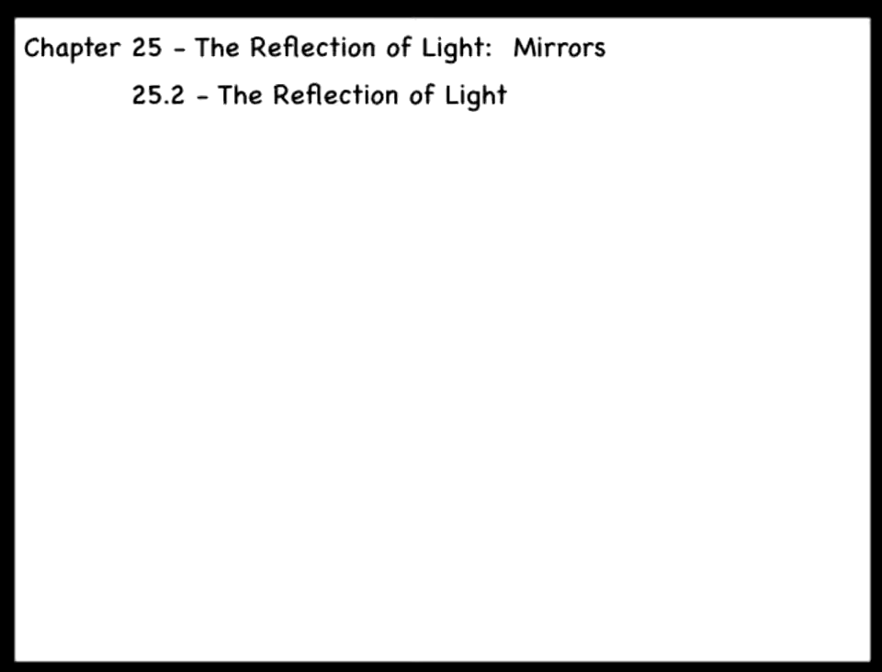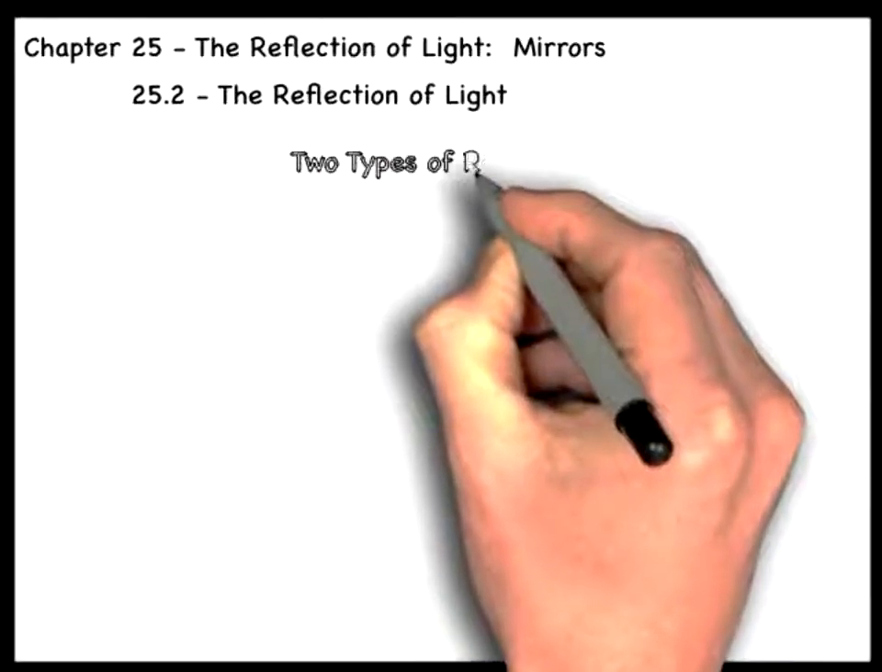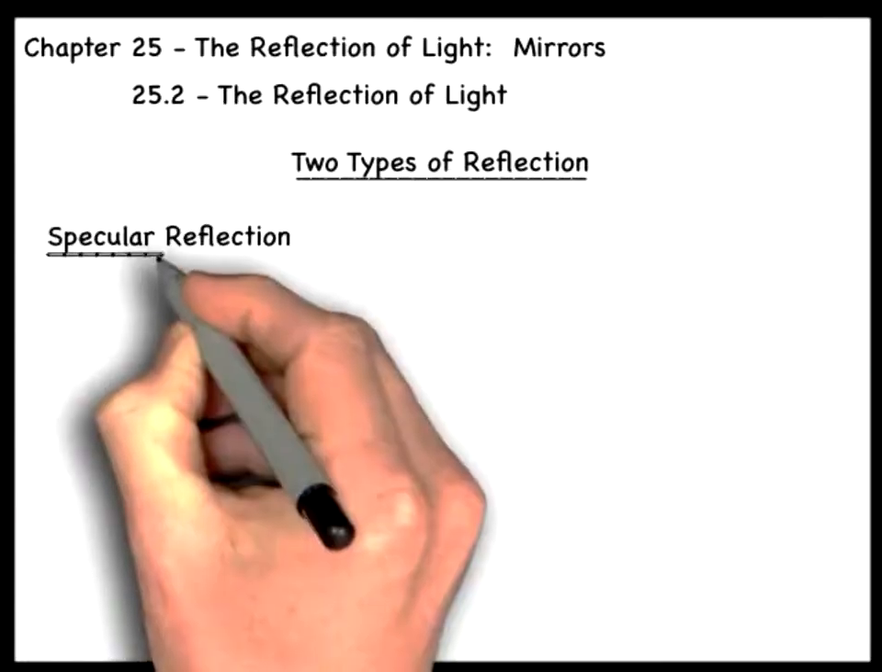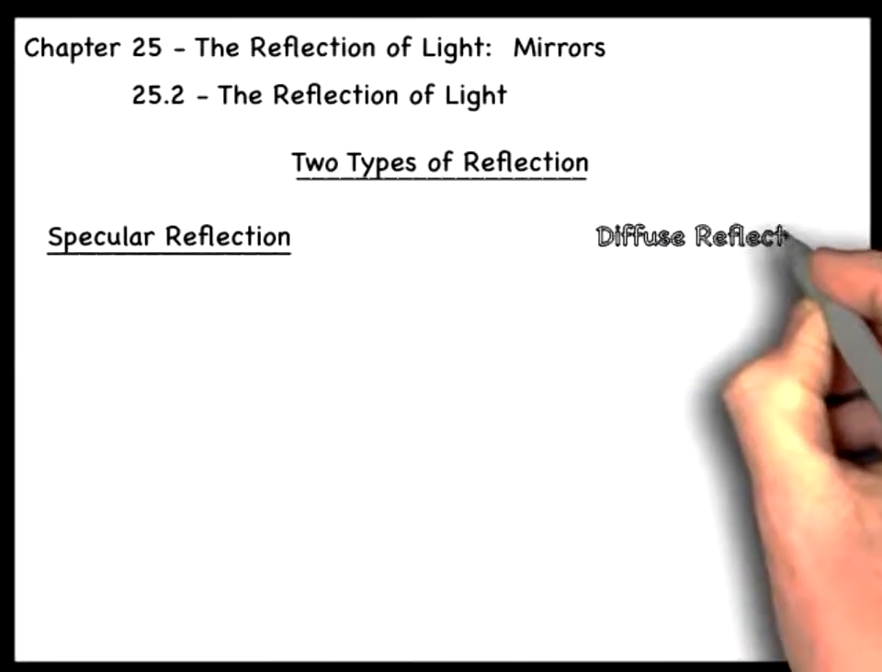Most objects reflect at least some portion of the light falling on them. Just look around the room you're sitting in right now. You can see the objects around you because some of the light in the room reflects off the objects and travels to your eyes. The reflection of light off the surface of objects can be broadly classified as one of two types, either specular reflection or diffuse reflection.